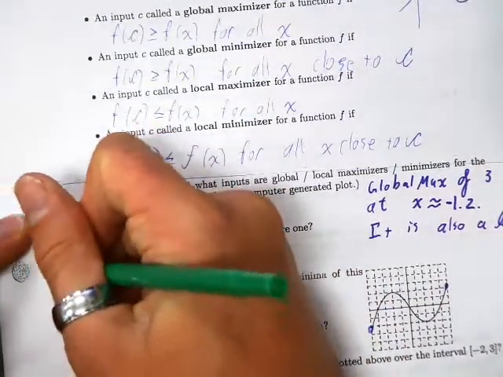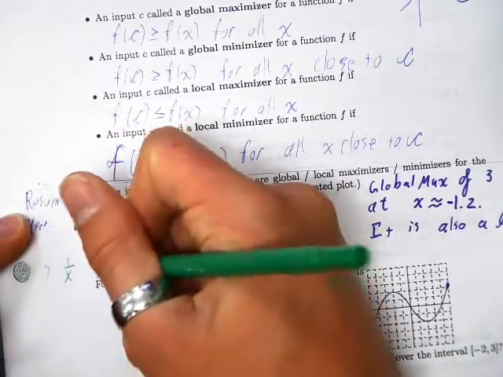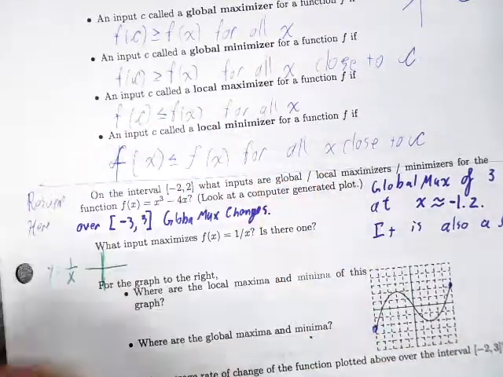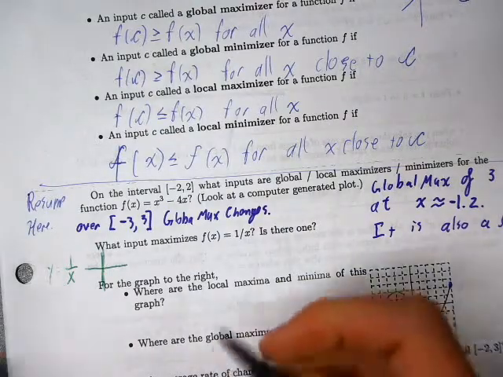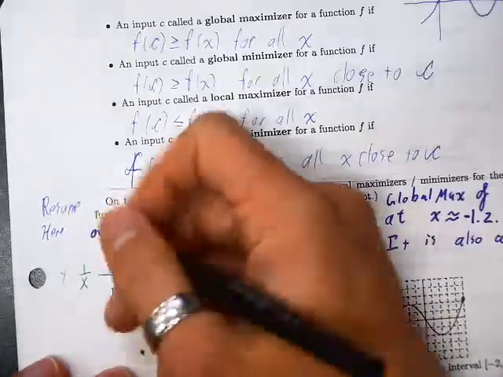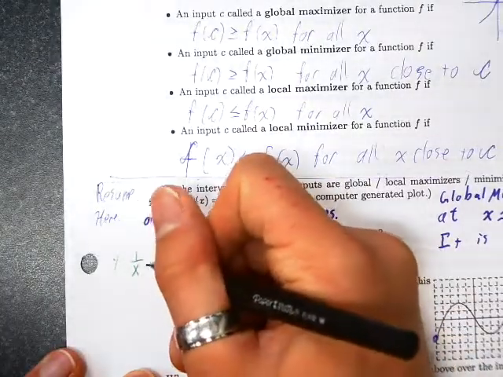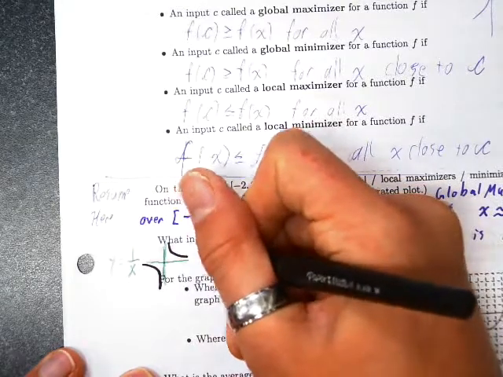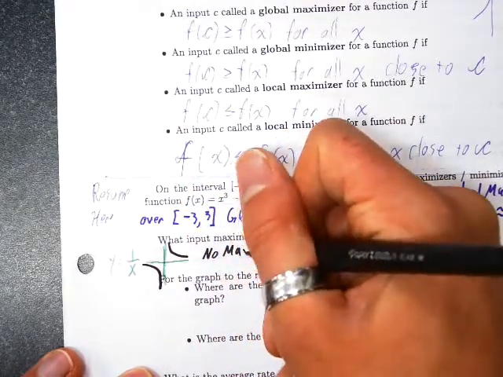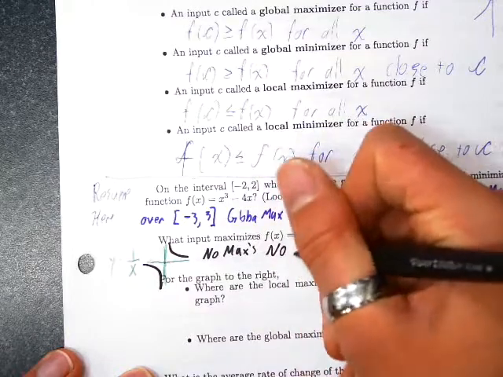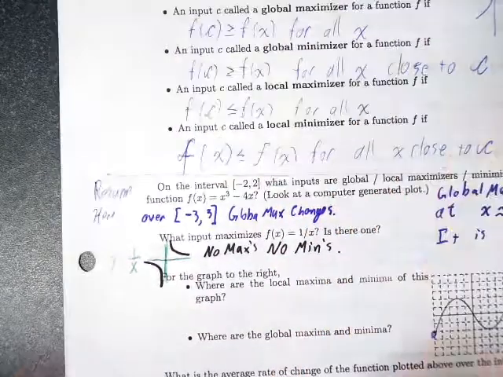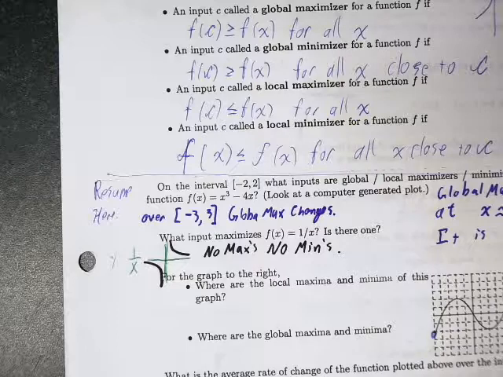If you plot y equals 1 over x, you'll get a graph that looks something like this. Oh, you can't see that. I didn't switch back. You'll get a graph that looks something like this. So you'll see there are no maxes and no mins. In fact, does it have any local maxima? It also doesn't have any local minima. So some functions can behave badly and not have any extrema.